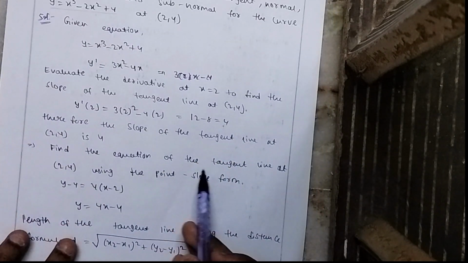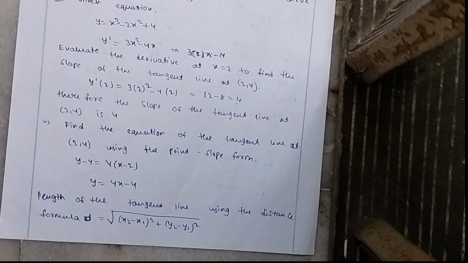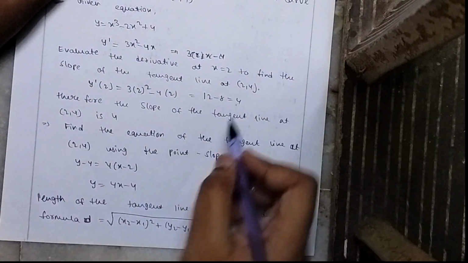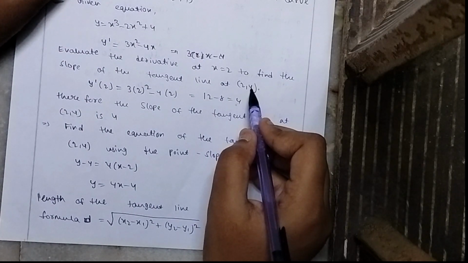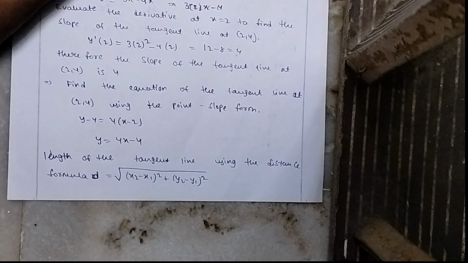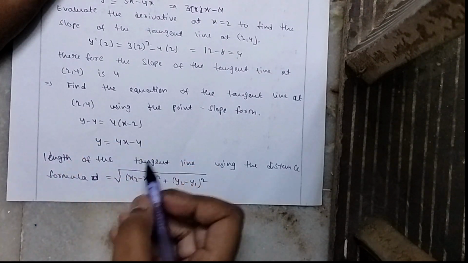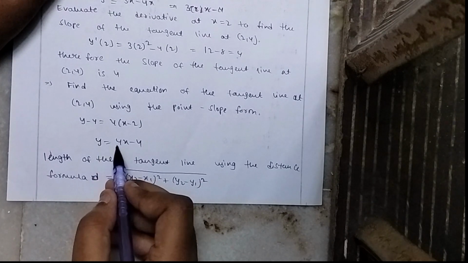Now finding the equation of the tangent line at 2, 4 using the point slope form. We know the formula y minus 4 equals 4 into x minus 2. That means y equals 4x minus 8 plus 4, so y equals 4x minus 4.